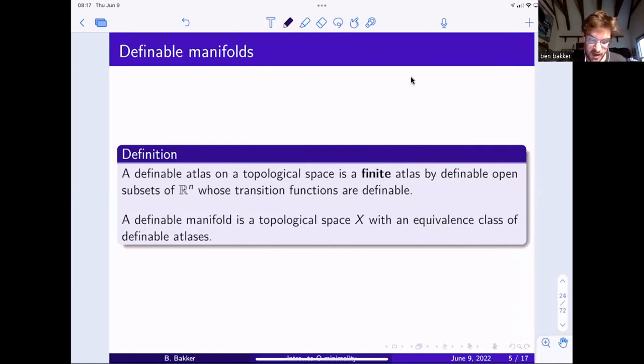As you would expect, a definable manifold is then just a topological space equipped with an equivalence class of definable atlases, with the obvious notion of equivalence classes of definable atlases. Okay, so let's start giving some examples.